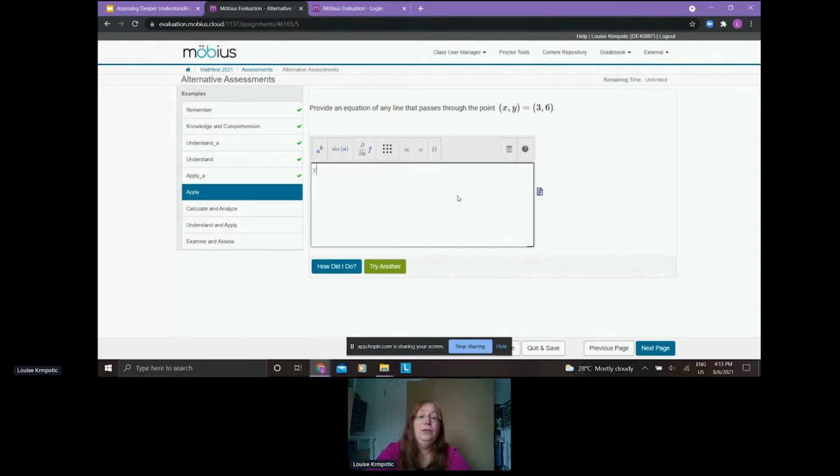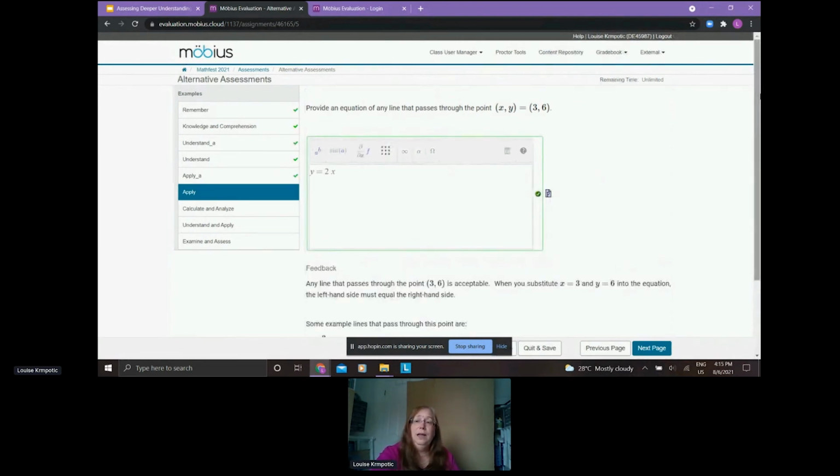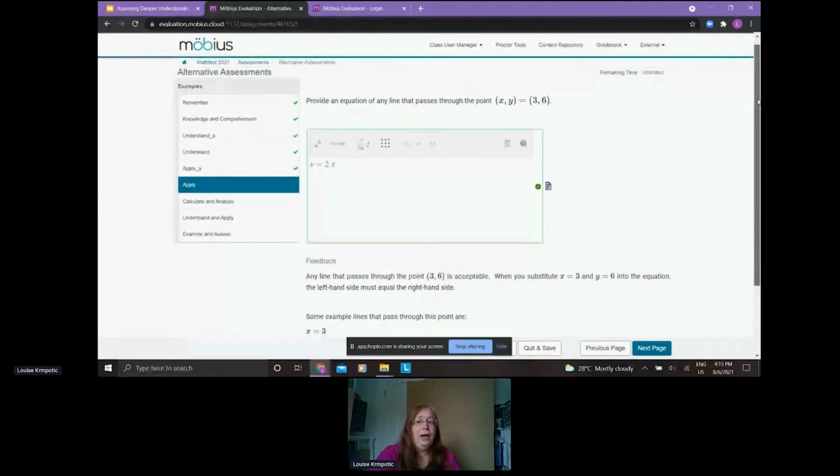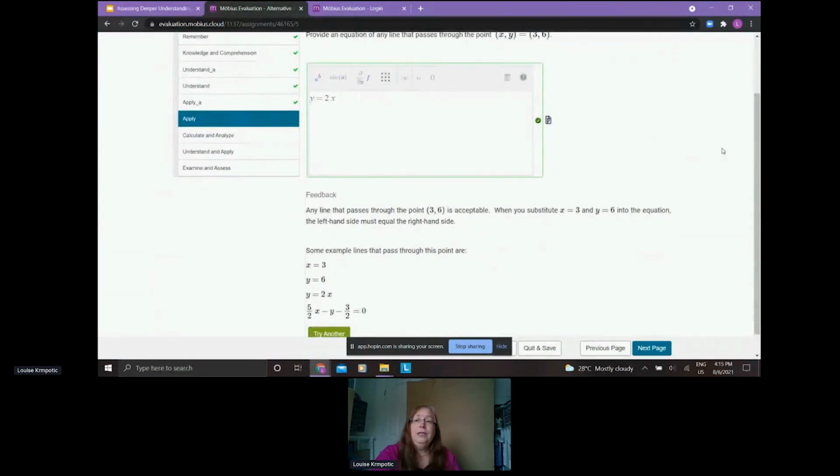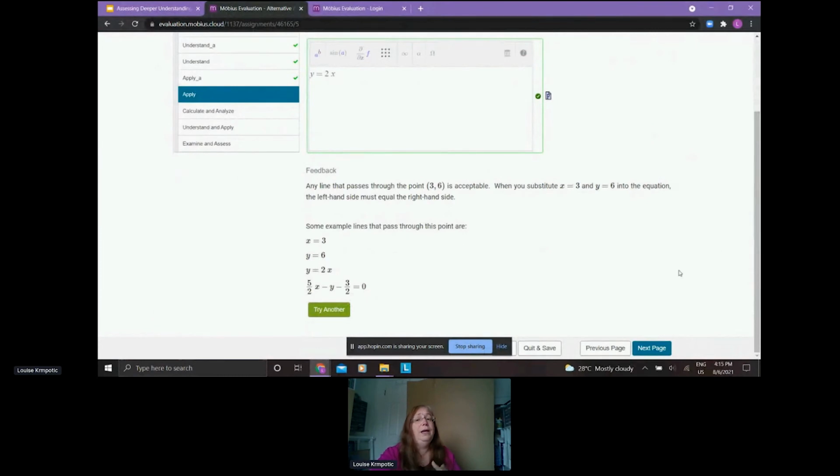So here they could type in y equals 6, or they could type in x equals 3, or they could put something like y equals 2x as an example. All of these would be graded as correct. So here, if the student checks, how did I do? They get told they're correct, but then down below there's also feedback. So it actually gives the student immediate feedback on what they've done and the solution to that particular problem.